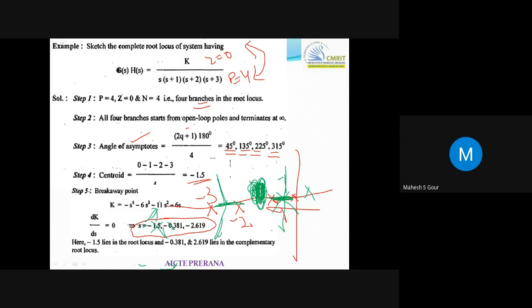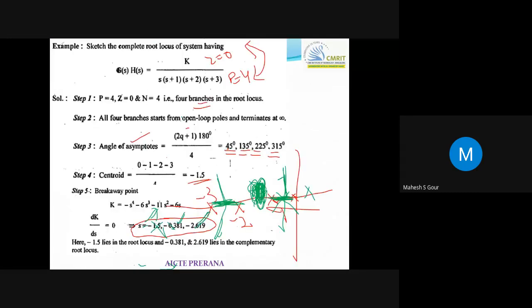Right? So second is your -0.381. It is in between -1 and -2. So the breakaway point is here, right? That is -0.381, which is valid. Second one is -2.6. Third one is between -2 and -3, so it is in between these two. So this breakaway point is also valid. Got it?